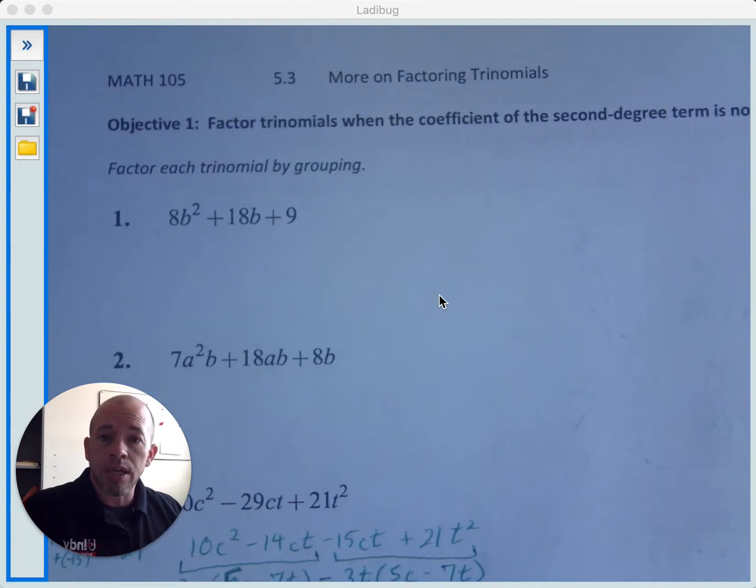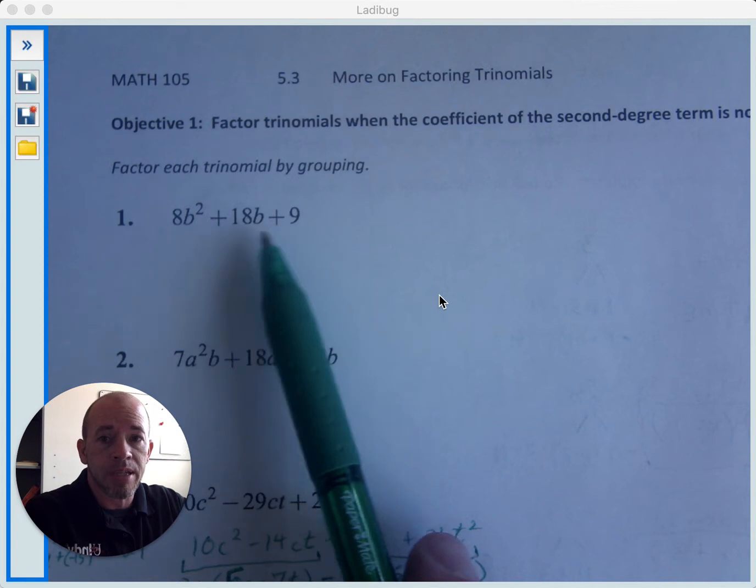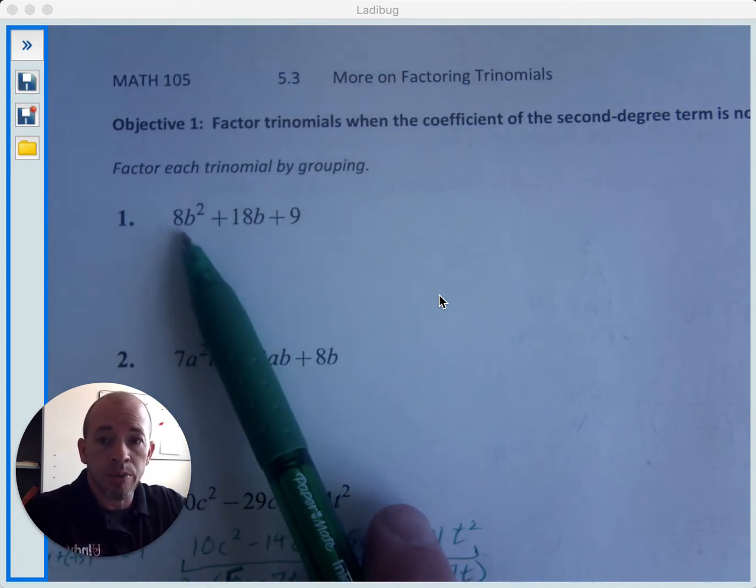There are some people who like to use guess and check. I'm not really one of those people, so I'm going to show you a technique where you don't have to guess and check. We'll lead you directly to the answer. So for number 1, the process I like to use, rather than taking the last term and saying, well, let's find 2 factors of 9 that add up to 18, that's not going to work when this leading coefficient is something other than 1.